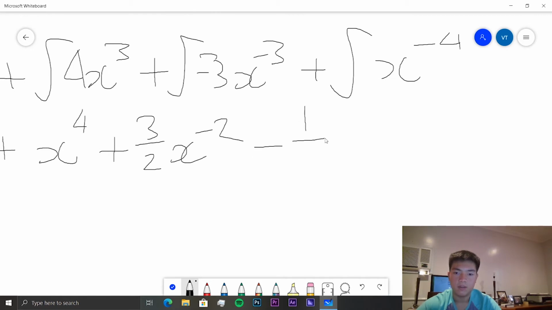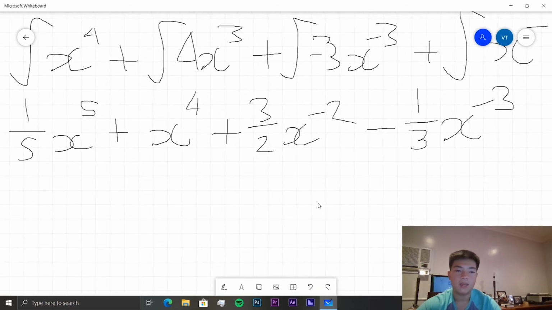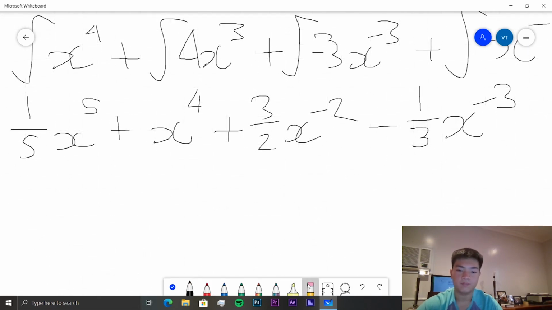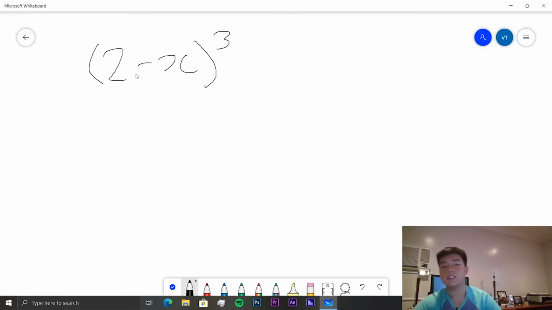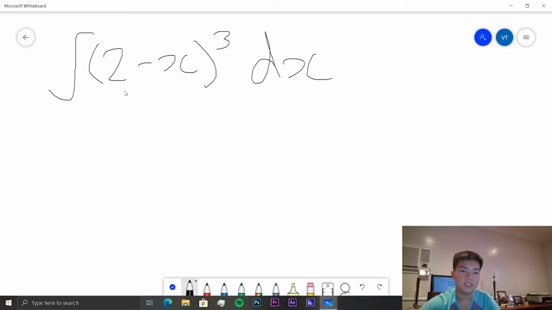Minus 1/3 x to the negative 3. Yeah. So this should be what we get if we integrate that function. Next, we need to integrate 2 minus x cubed. And so yes, we could expand this and integrate it this way, but it's better to use the reverse chain rule in order to integrate it.